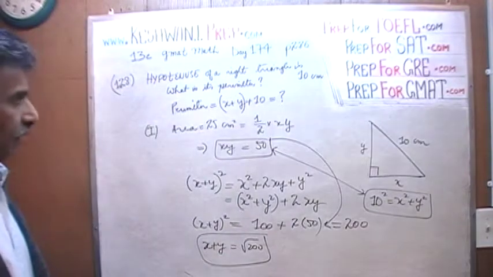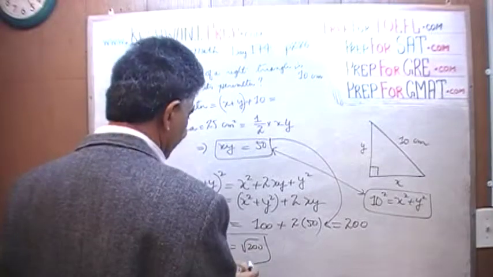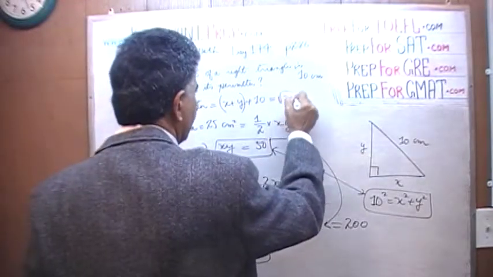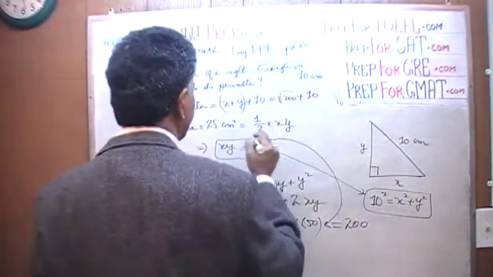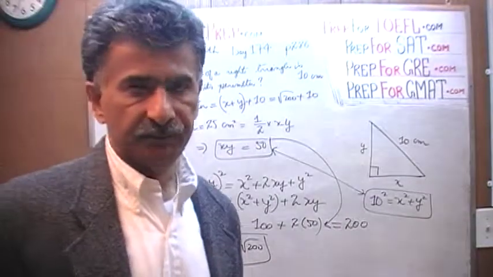X plus y is the square root of 200, and therefore the perimeter that we're looking for is simply the square root of 200 plus 10. That's it. The first statement by itself is enough. First statement does the job.